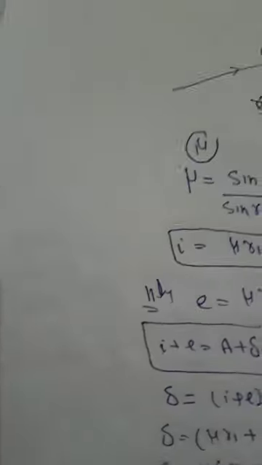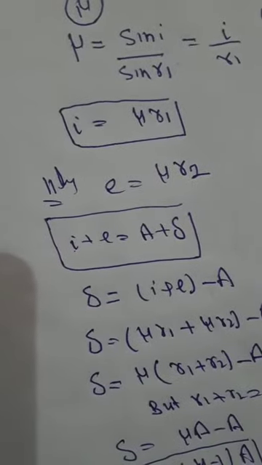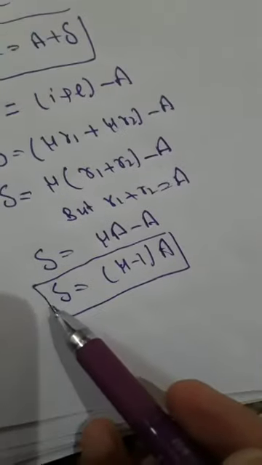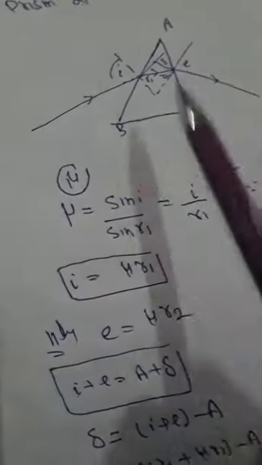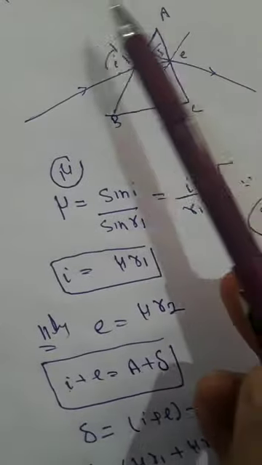The deviation produced by a small angle prism depends upon the angle of the prism and the refractive index of the material. Thus, the deviation produced by a small angle prism depends upon the refractive index and the angle of prism. I will repeat this. This is a 2-3 marks question asked in the examination. Deviation through a prism of small angle.